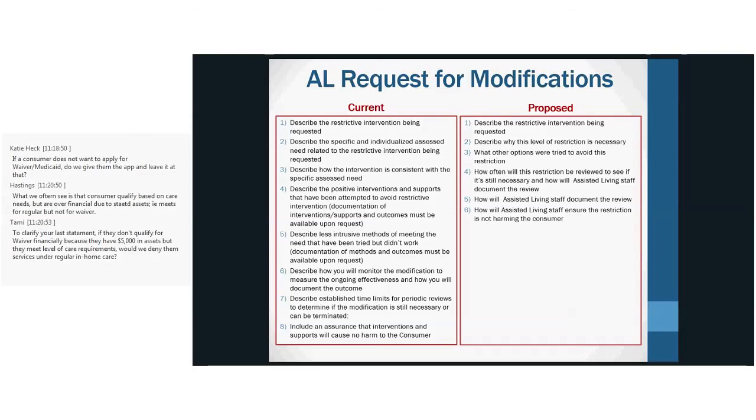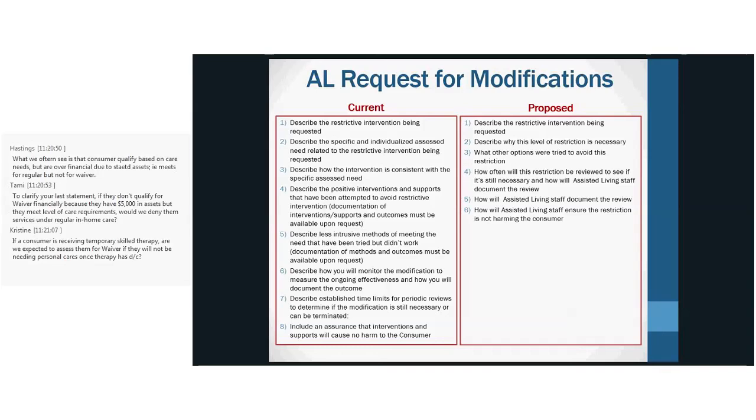Another question in the Q&A. What we often see is that consumers qualify based on care needs but are over financial due to stated assets, i.e. needs for regular but not for waiver. Yeah, that's fine, but we just need to confirm that they don't meet the financial criteria by economic assistance.